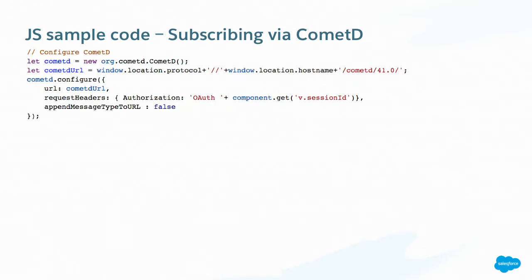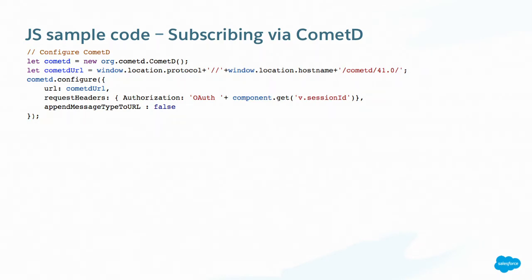Here, we're looking at some JavaScript, which helps us to configure the CometD client. So we are creating the client on the first line. Then we're specifying the endpoint. So this is under cometd and our version number. And we're passing all the information, including our session ID.